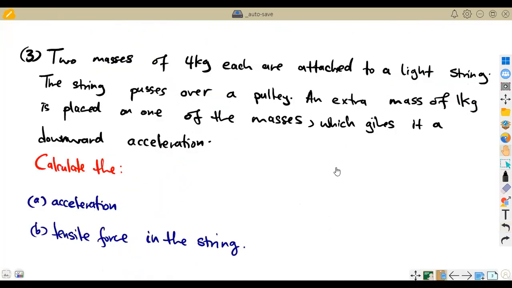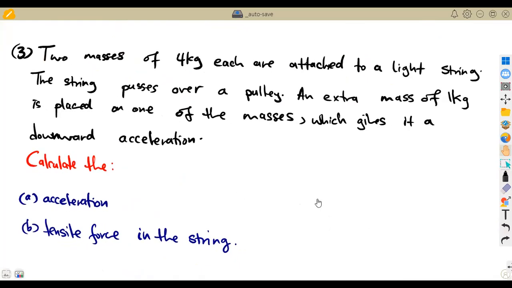So this one, I think you can try it because it's just the same as that one. Calculate acceleration. The tensile force in the string is just like the same as that one. So I want you to try and see.